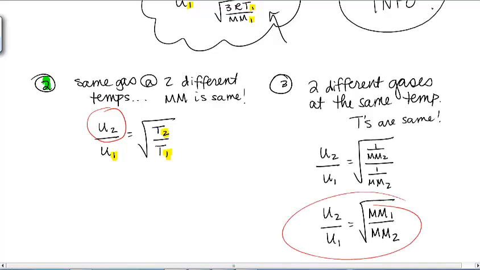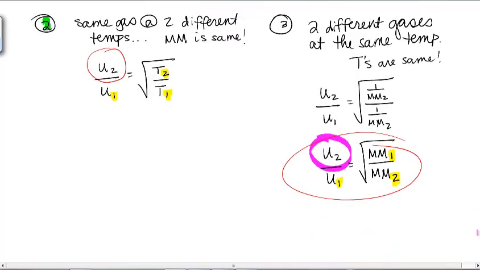And it's helpful in the sense that if you know the speed of one gas, and now you want to know at that same temperature, what if I used a different gas with a different molar mass, you could figure out what the new speed of that molecule would be. And so that's going to be a helpful thing there.